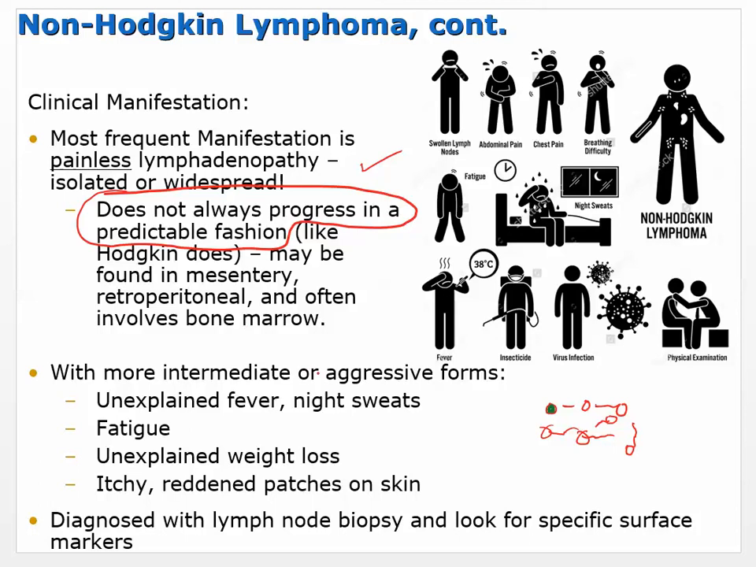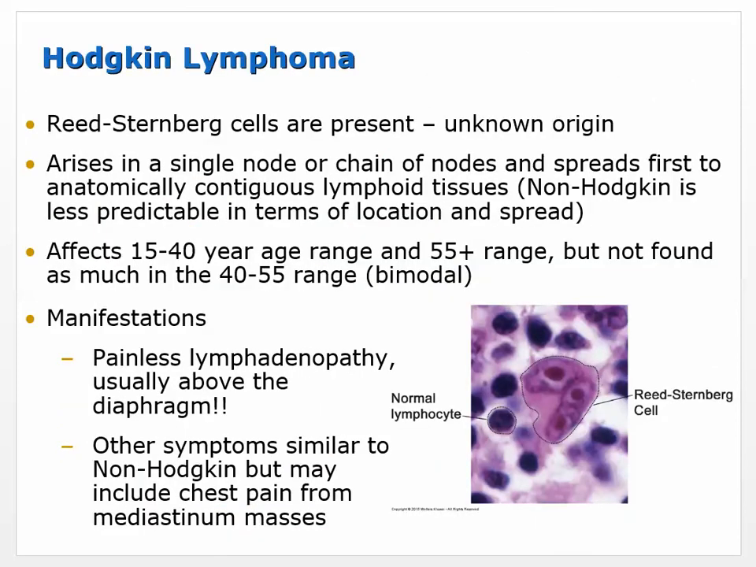So with more intermediate and aggressive forms: unexplained fever, night sweats, fatigue, unexplained weight loss, itchy reddened patches on the skin. Itchy reddened patches on the skin. Okay, that's something to kind of watch out for, because that's kind of indicative. So it's diagnosed with lymph node biopsy, so you cut a piece of it out and you look for specific surface markers.